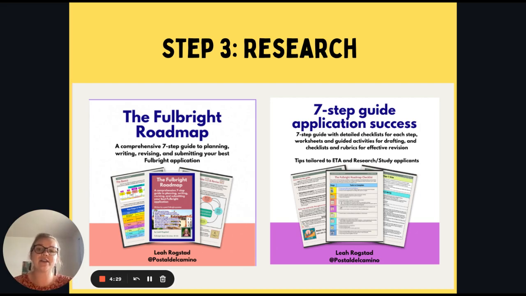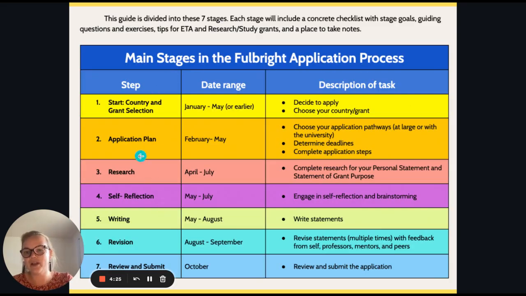Today, we're going to be talking about step 3 in the Fulbright Roadmap, which is after you've chosen your grant country and also the type of grant you want to do and made an application plan looking at deadlines, affiliates, and recommendations. And now we're on to research, which is where we're going to start doing some research for our personal statement and our statement of grant purpose. So what does that mean?